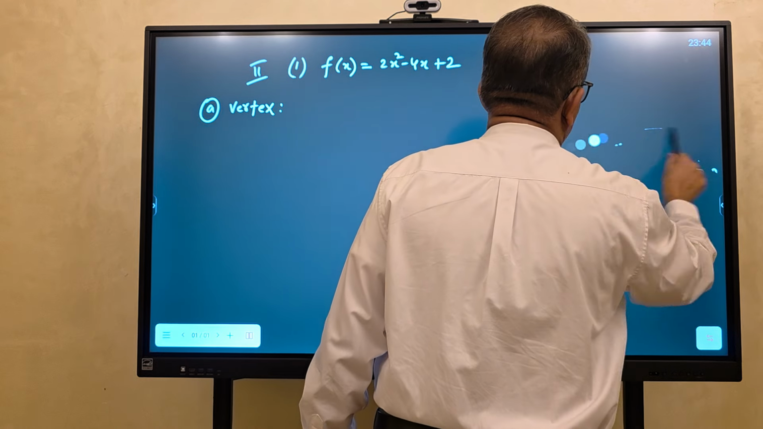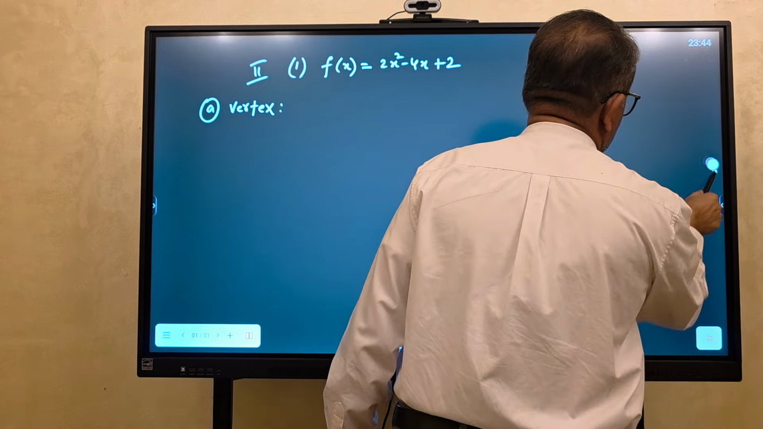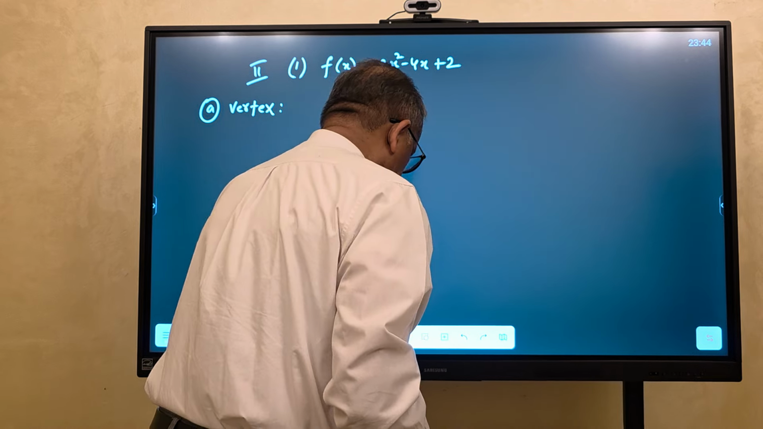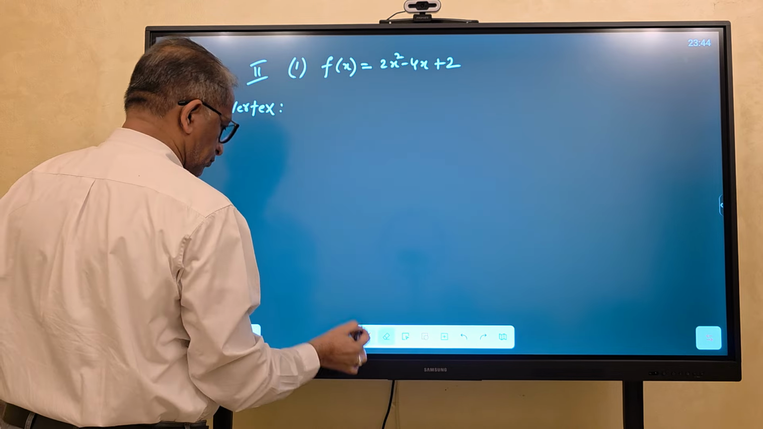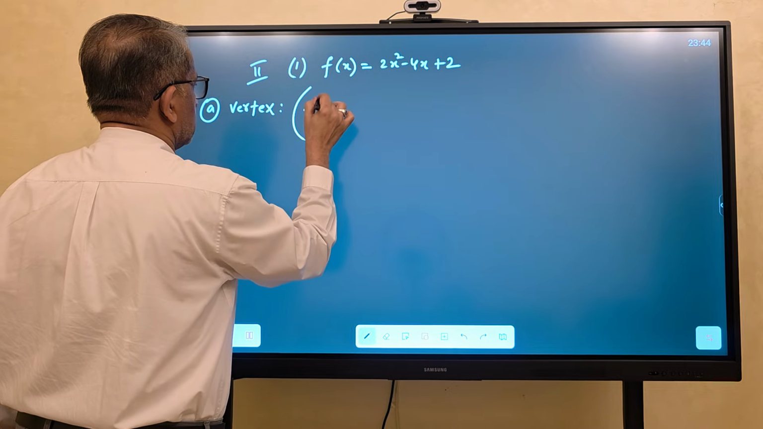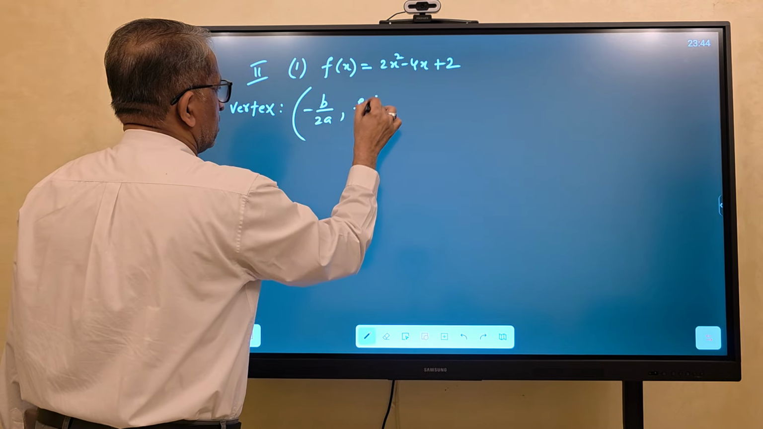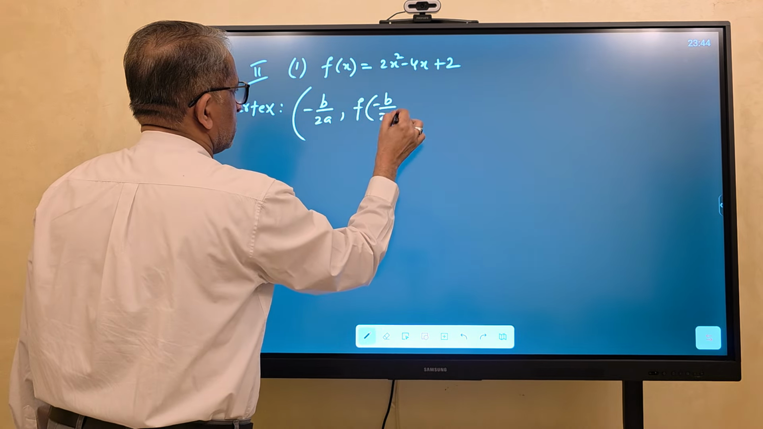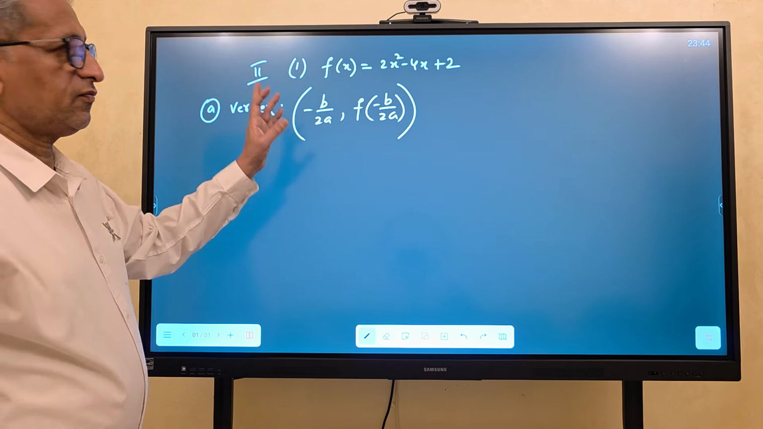Okay, first, vertex. Everything has a formula here. What is the formula for this? The formula is minus b by 2a, f of minus b by 2a. This is the formula to find the vertex.